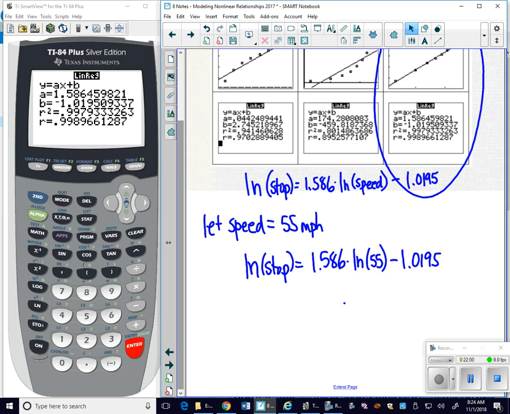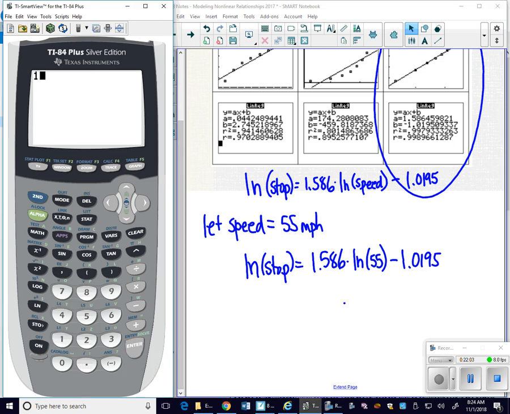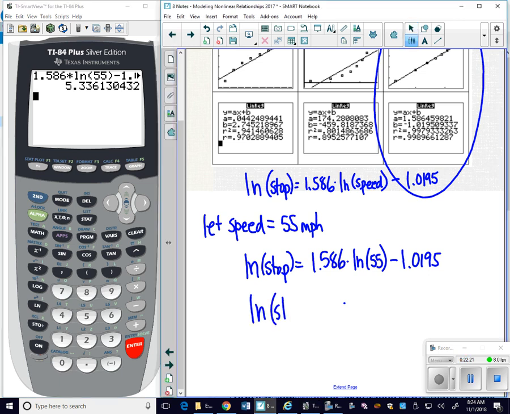So I'm going to do this operation on my home screen. 1.586 times the natural log of 55, make sure you close the parentheses, minus 1.0195. I get that the natural log of the stopping distance is equal to 5.336, which still doesn't really help me because I don't understand what that 5.336 means. I'm looking for the stopping distance in feet, and I'm not quite there yet because I have the natural log of the stopping distance.